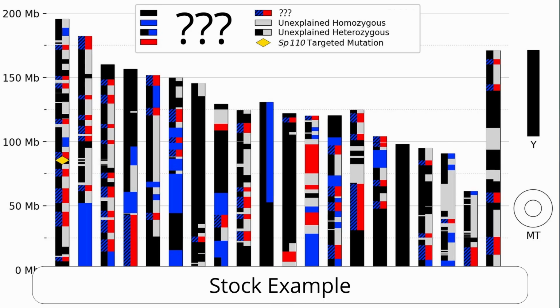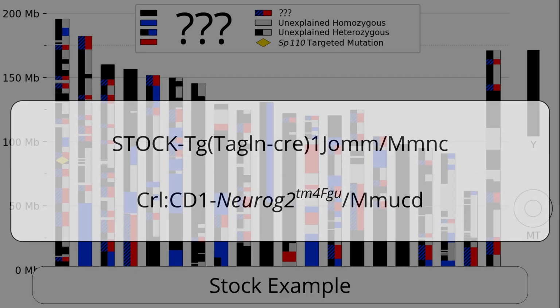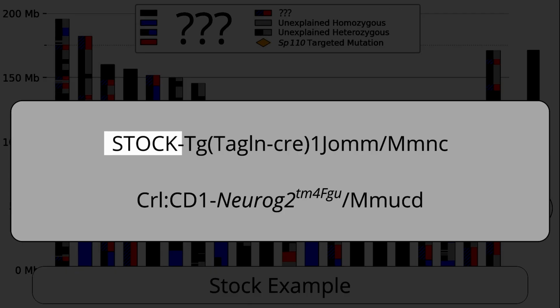Stocks are strains with non-replicable genomes whose genetic backgrounds cannot be ascertained with the current mini-MMRRC pipeline. These strains are named stock plus the locus and allele of interest, or they have widely recognized names like Swiss Webster or CRL-CD1.